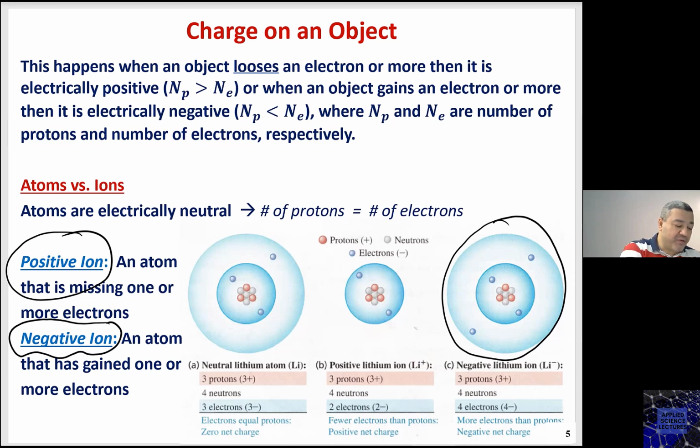Now, the same thing applies to any object: an object that gains electrons becomes electrically negative. If it loses electrons, it becomes electrically positive. The same things as we saw here apply to atoms. Atoms that gain electrons become electrically negative, and that's why we call it a negative ion. Atoms that lose electrons become electrically positive, and that's why it becomes a positive ion.